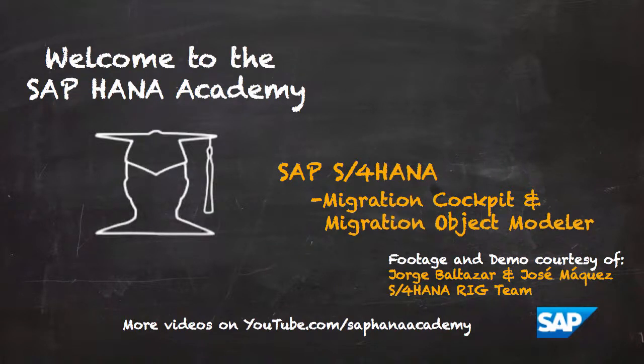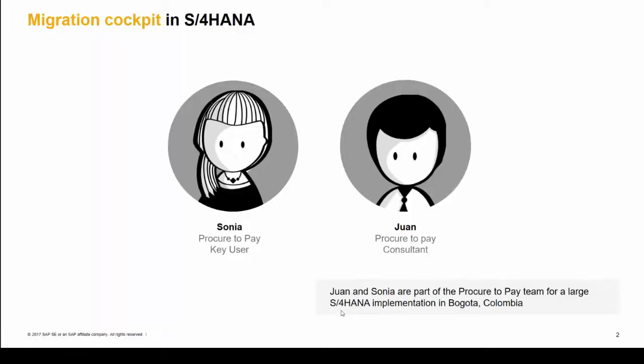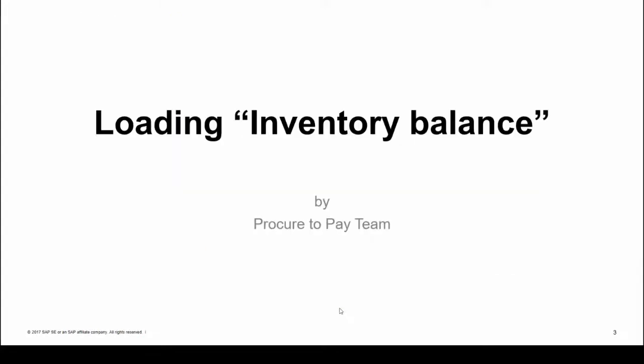Juan and Sonia are part of the Procure to Pay team. They are working to implement SAP S/4HANA in a greenfield project called Aconcagua. They have already completed the first task, the loading of the source list. Now they're going to work on loading the second object, the inventory balance.